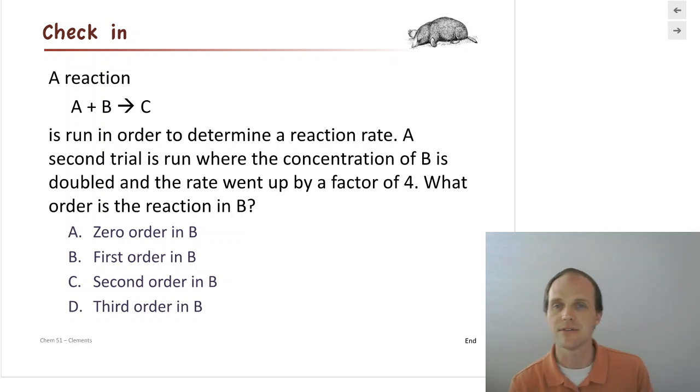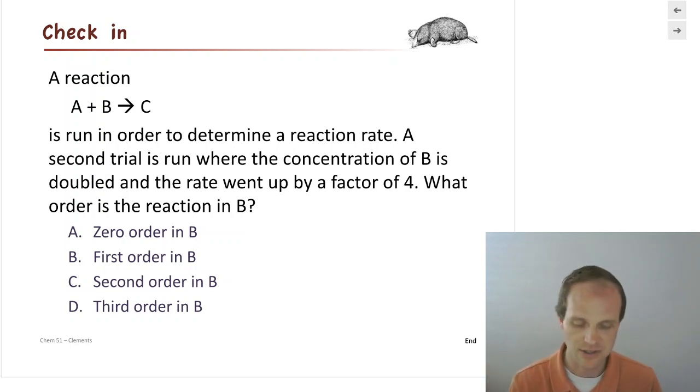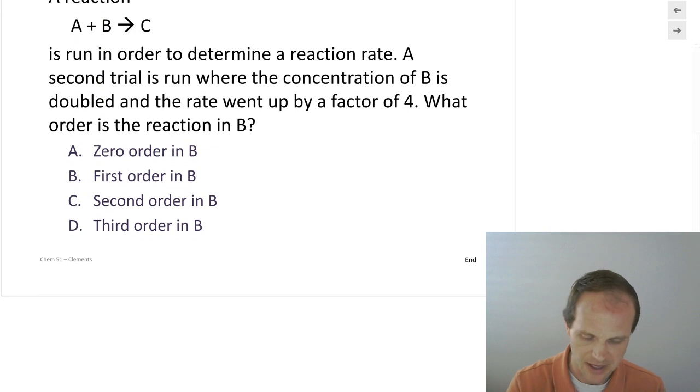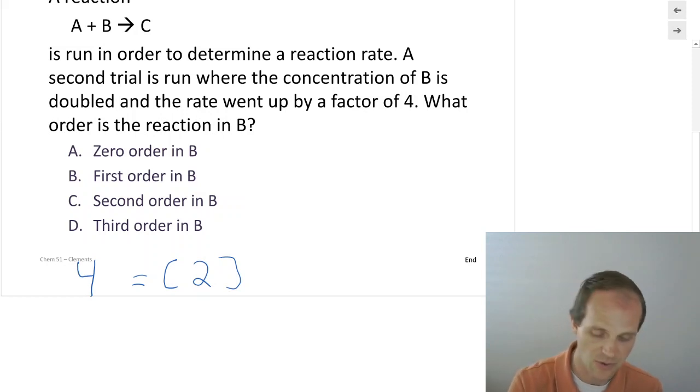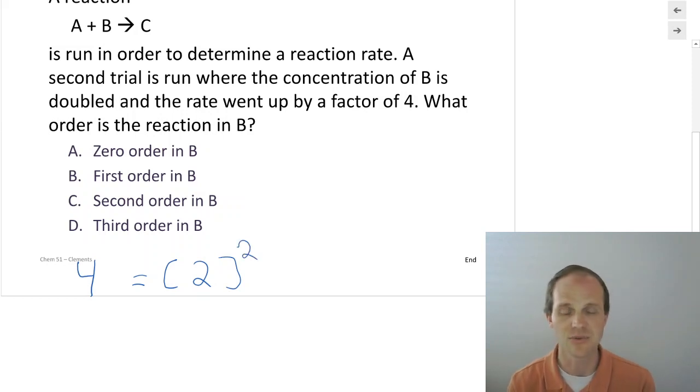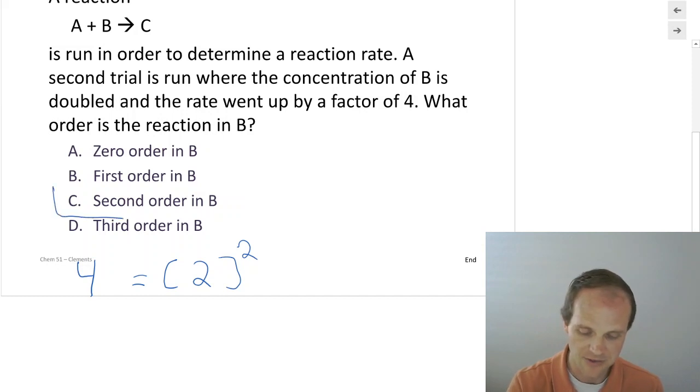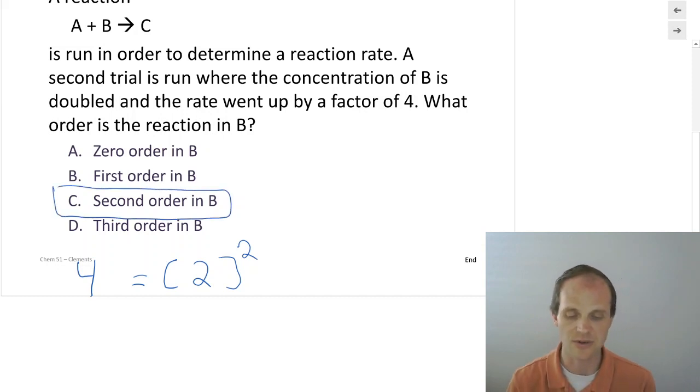Okay, so what did you find out? Well, hopefully you said, well, look, I went my concentration up by a factor of 2. And I'm trying to figure out my rate went up by 4. So what 2 to what power gives me 4? And you came up with, hey, it's got to be 2 squared. And that is true. And that tells us it's second order in B.